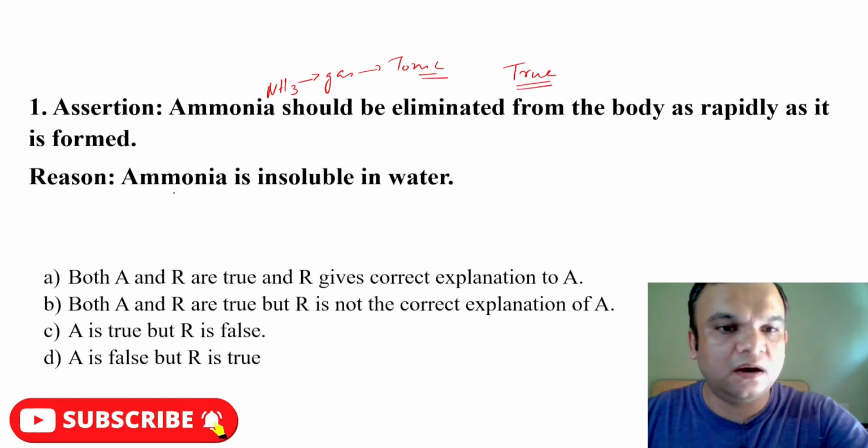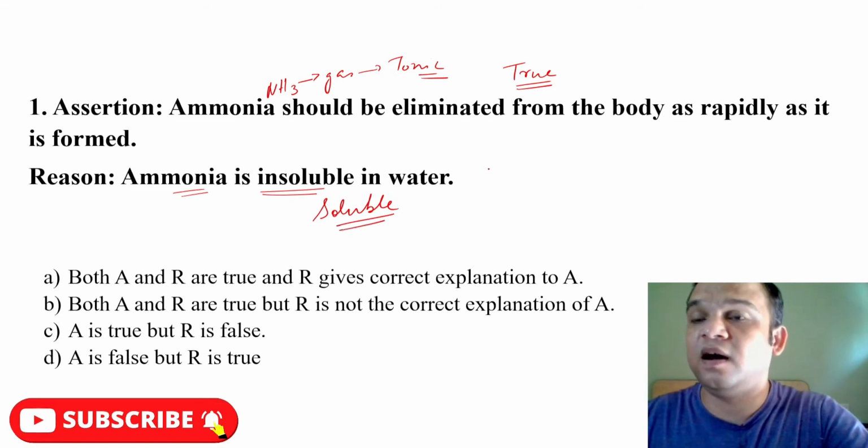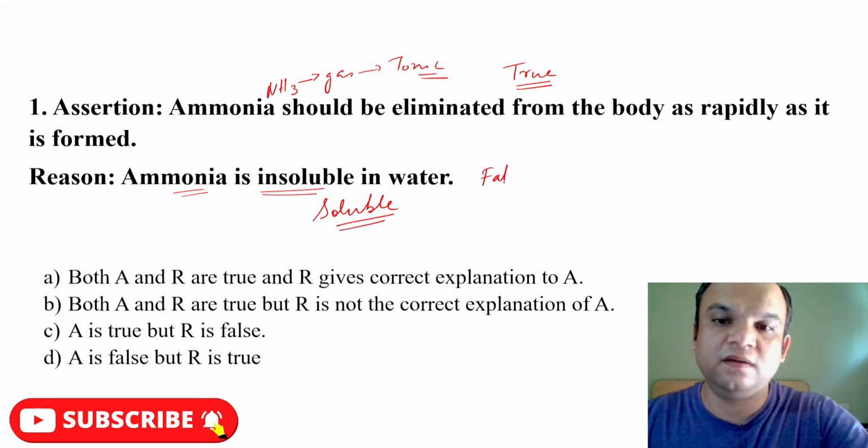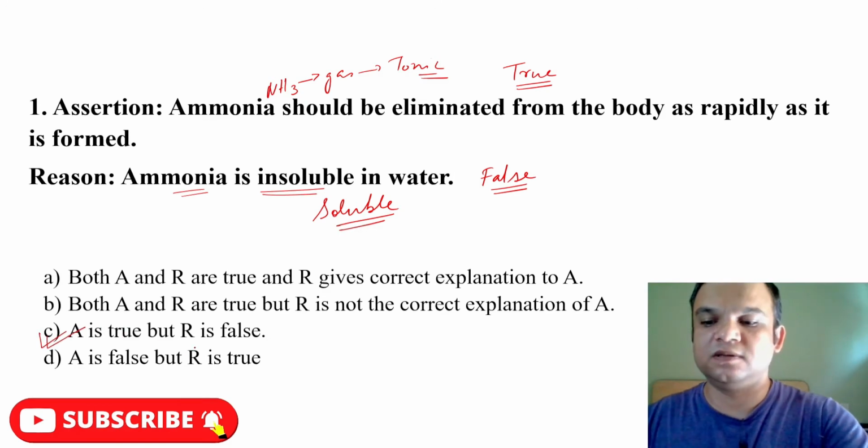Reason states that ammonia is insoluble in water, whereas we know that ammonia is highly soluble in water, but it requires a large amount of water for the solubility. So this statement is a false statement. So the correct answer for this question is option C, which says that A is true but R is false.